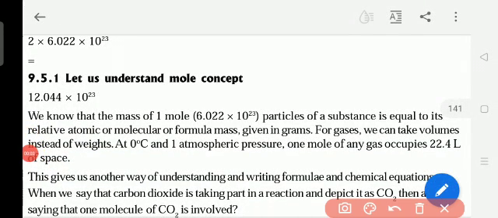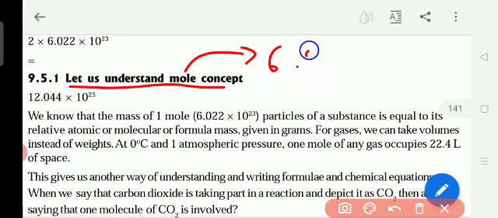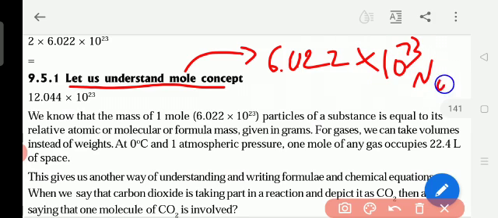Good morning, students. Let us understand the mole concept. Okay, so mole concept. What is the mole? Mole means 6.022 into 10 to the power of 23, which is Avogadro's number. So 1 mole is equal to 6.022 into 10 to the power of 23. 2 moles means 12.044 into 10 to the power of 23.